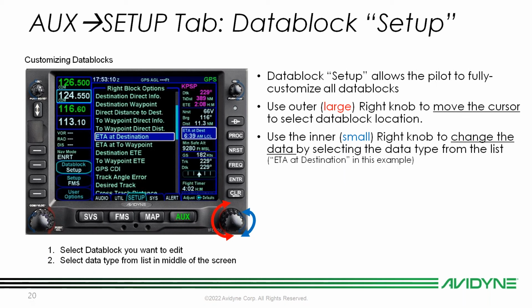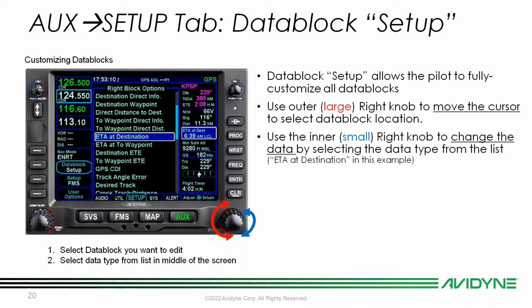So what do we do once we're in our data block setup page and we want to set our different data blocks? Well, there's a couple ways that we can do this. We can utilize our lower right knob on our IFD. Remember, the big knob is going to toggle through the different data blocks in the locations, and you can roll that all the way around. It'll move up and down the right side, keep cranking, it'll go over to the top blocks and the left blocks. So that's how we highlight the data block that we want to change.